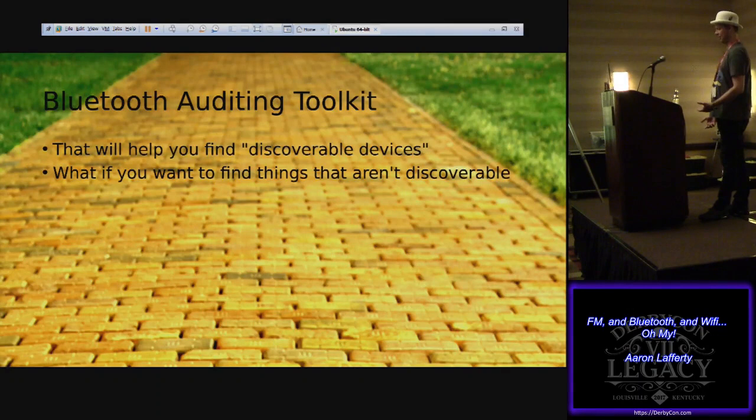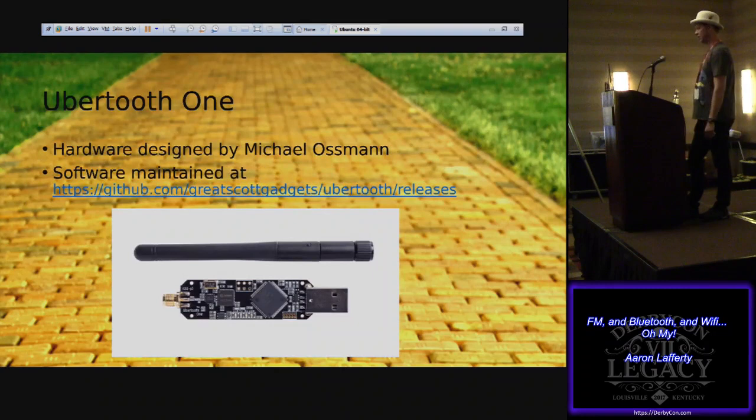But if you want to find something that's not discoverable, that's a little more difficult. And again, you can use an SDR, but Michael Ossmann of Great Scott Gadgets has something called an Ubertooth One. Who's got an Ubertooth One? Great. They're great little tools, right? The first thing you probably want to do is hit their GitHub and get the software updates for it, because the new software does a lot more and cooler things.